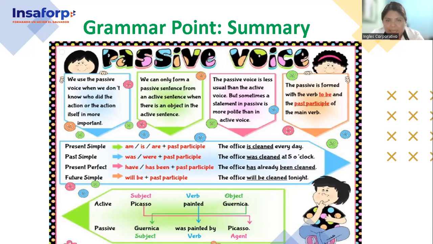Let's see the second part. Can you help us, Karen Elizabeth? Please help us. Second chart, this one. We can only form passive sentences from an active sentence when there is an object in the active sentence. Okay, so that's very interesting, right? So remember, we create a passive sentence from an active one. So it means that in our active sentence, you must have a subject, a verb, and an object, right?